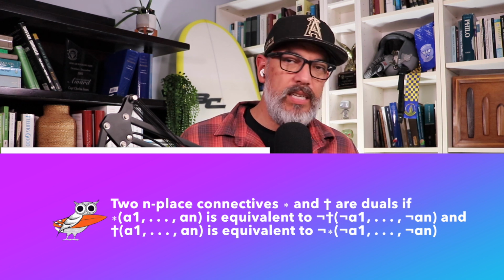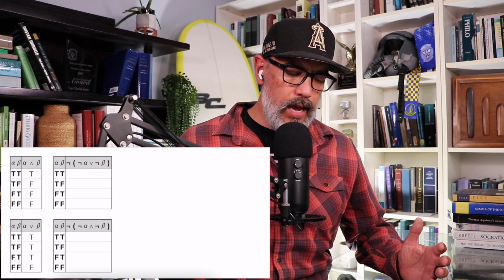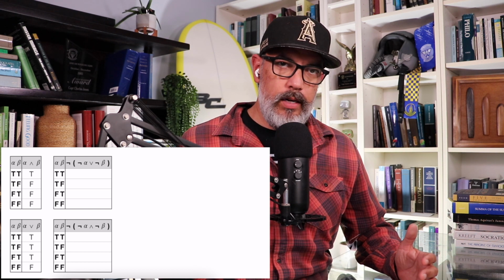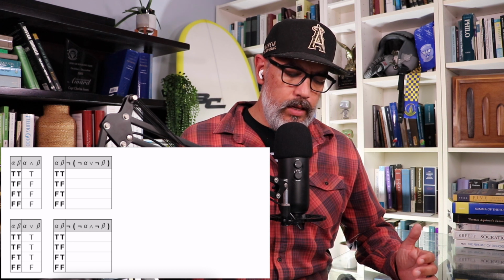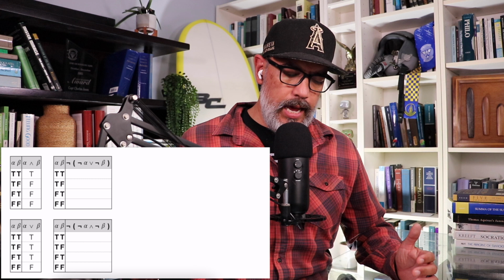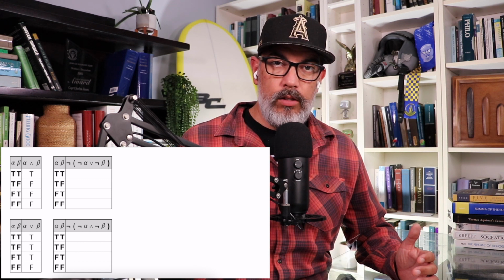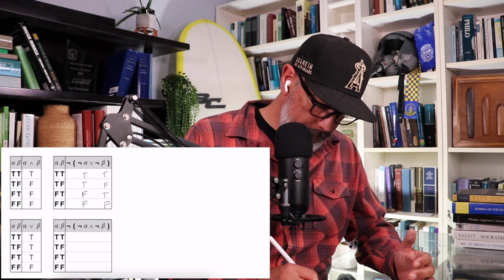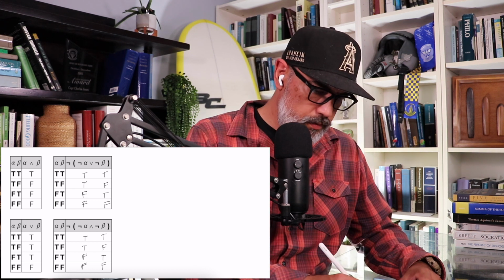but basically exactly the situation we have right here, right? Alpha and beta is equivalent to not alpha or not beta. And then alpha or beta is equivalent to not alpha and not beta. So I'll go ahead and do these truth tables for you, and I'll do them both at the same time. The nots will flip the T's and F's.